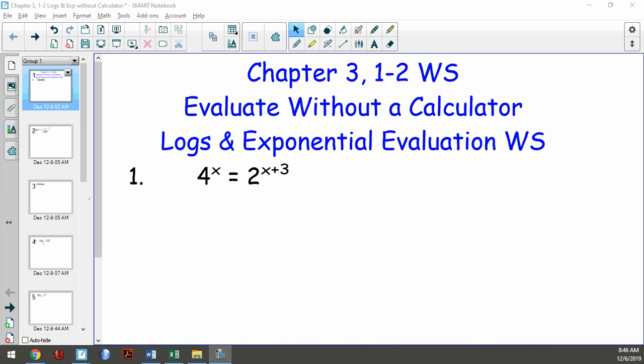Okay, we're doing logs and exponentials. You may not use a calculator. You know how we always have a part A and a part B test? Welcome to the part A test without a calculator.